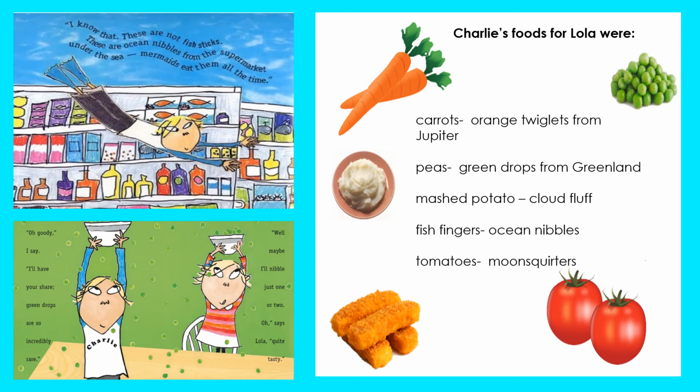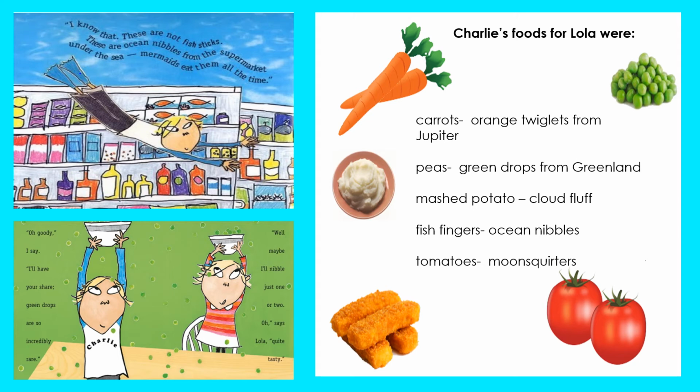He said that mermaids eat them all the time. When he was talking about the peas, he said they were the green droplets from Greenland. And he didn't just leave it there. He said they dropped from the sky and that they were incredibly rare. It's no wonder that Lola wanted to try them.